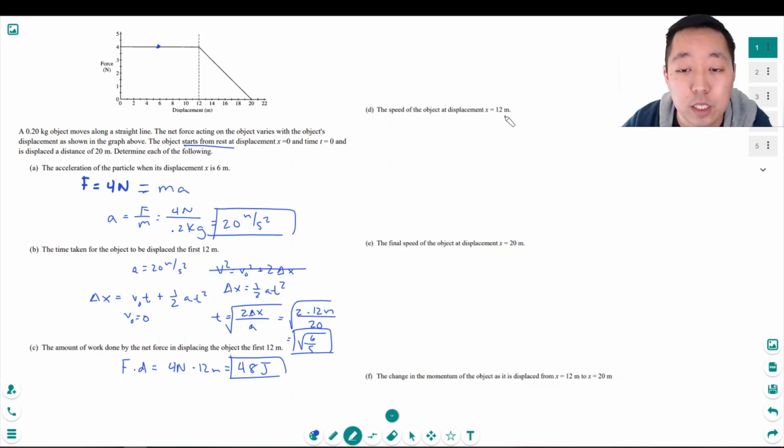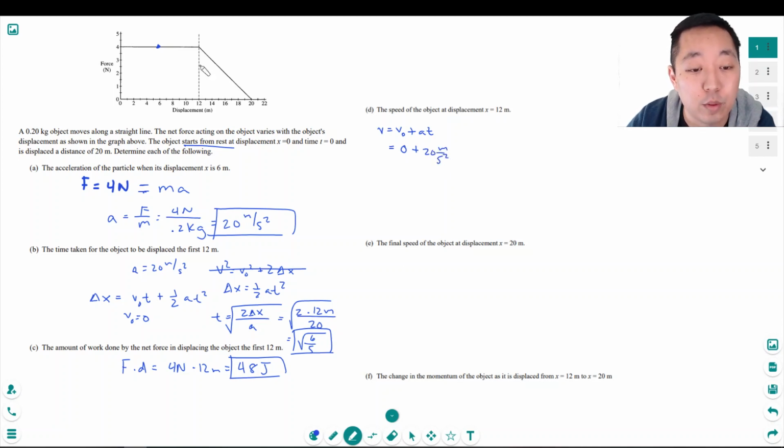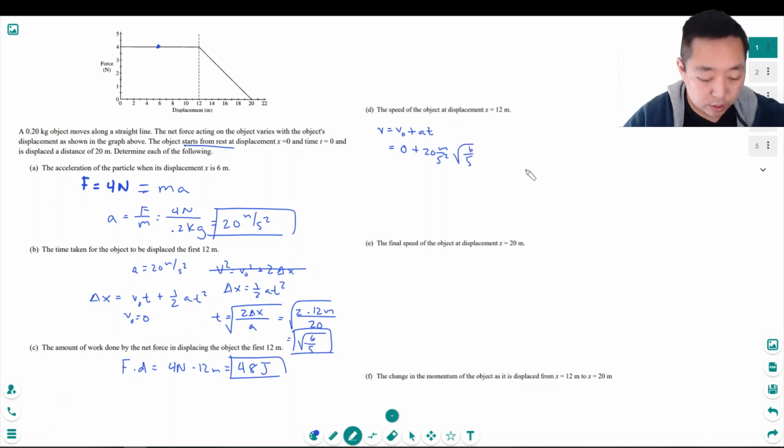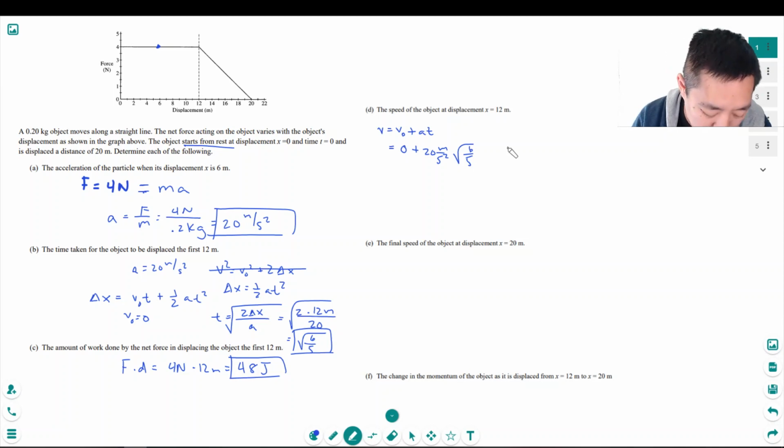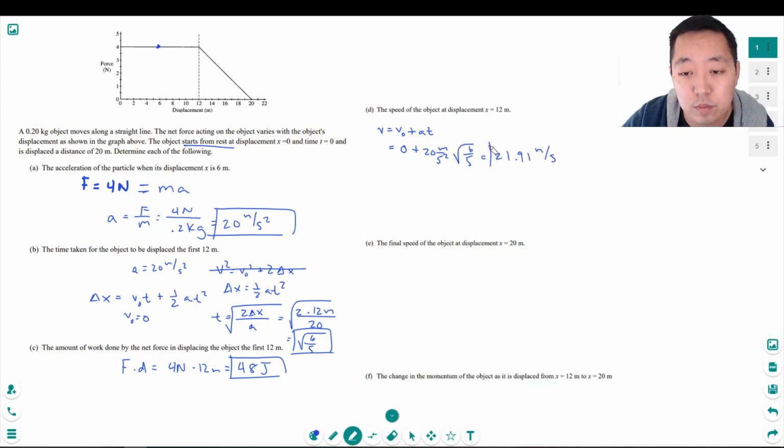The speed of the object at displacement x equals 12 meters. Okay. So I want to know his final velocity, given I know this equation, but his initial velocity was 0. His acceleration was 20 meters per second squared, and the time for the 12 meters we solved in part B, it's the square root of 6 over 5. I'll go ahead and grab my calculator just to give some specific numbers, but I'm fine running it as 20 root 6 over 5. If you want an exact answer, this is equal to 21.91 meters per second.